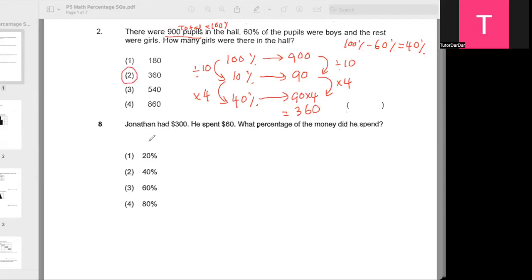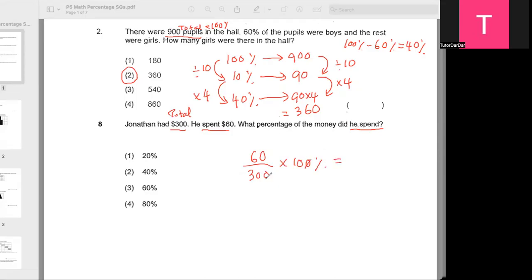Next, Jonathan had $300. He spent $60. What percentage of the money did he spend? They give you the amount that he spent, and they want to ask you the percentage that he spent. And you know this 300 is the total. So what do we do? 60, the amount that he spent, divided by the total, which is 300, multiplied by 100%. Why? Because they are asking for percentage.